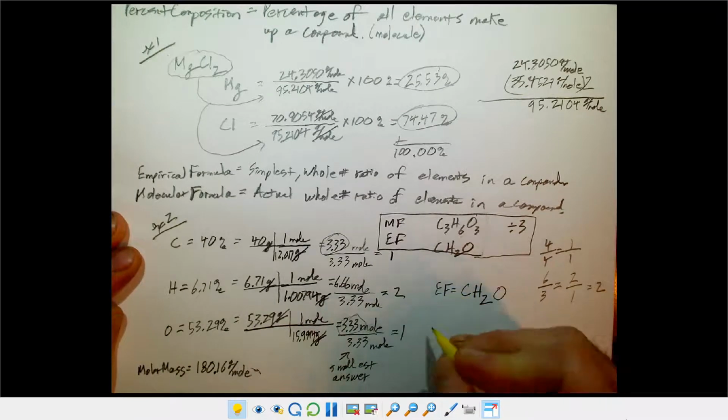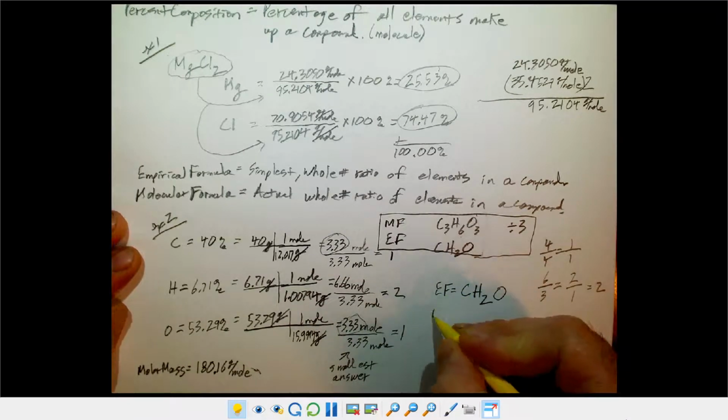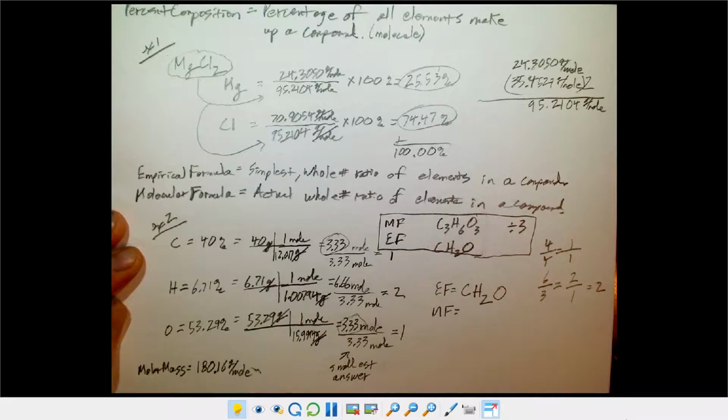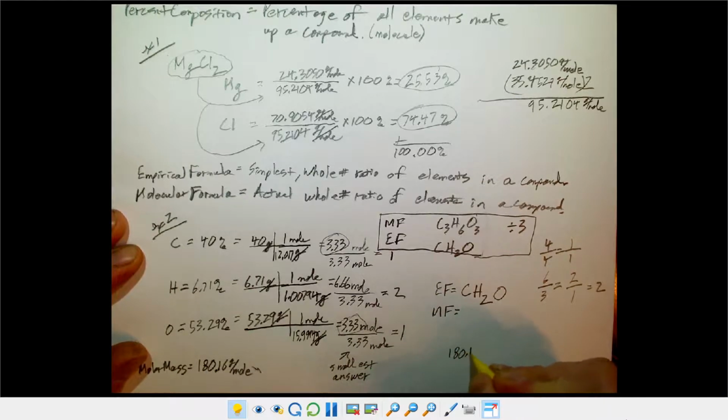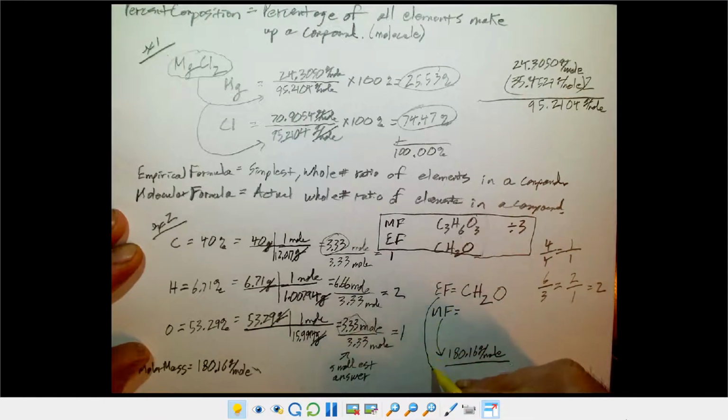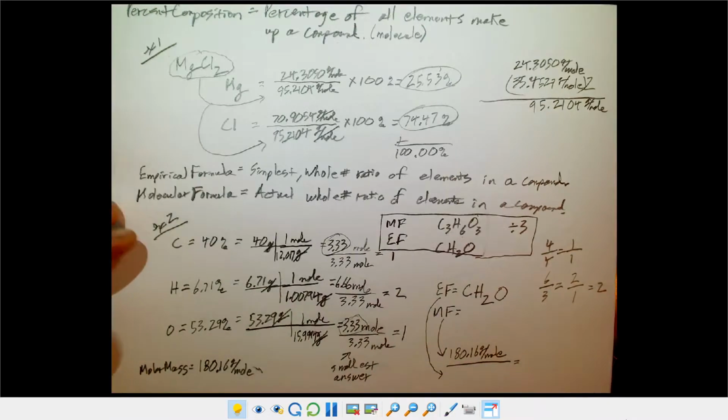Okay. Now let's figure out what the molecular formula would be. To get the molecular formula, you're going to need to take the molecular weight that they actually give you, and divide it by the molecular weight of the empirical formula, right? So we're going to take 180.16 grams per mole and divide that by the sum of the numbers on the periodic table for the empirical formula.